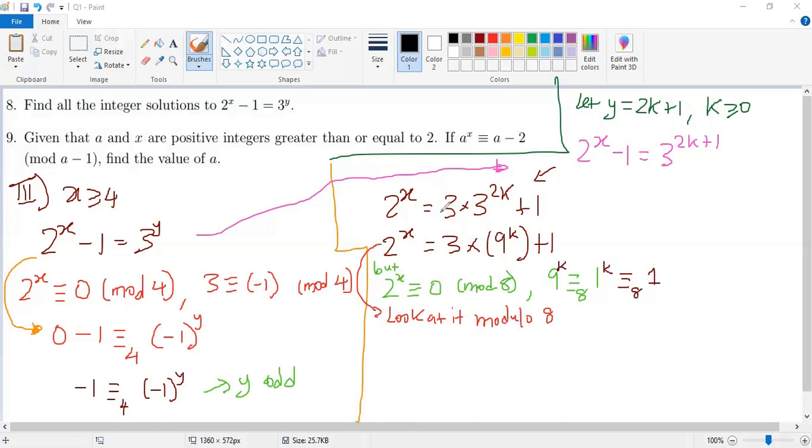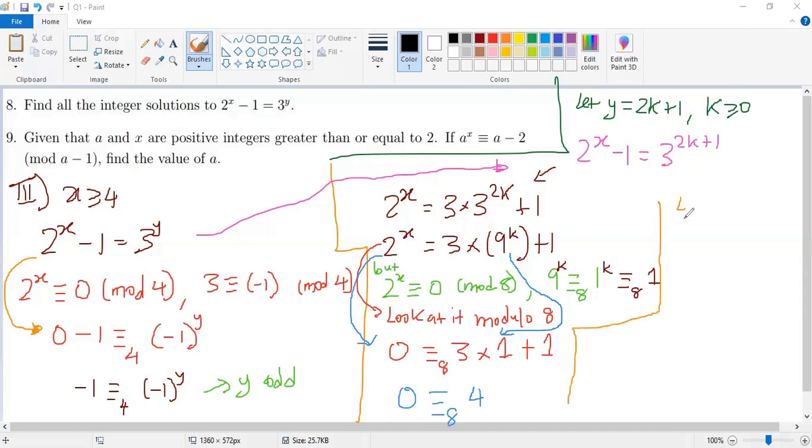When you replace it in this line, the left side becomes 0. The 3 just maintains itself. 9^k can be replaced modulo 8 as 1, and the plus 1 is just copied. The rest is just copied from the equation; we only replace modulo 8, so 2^x becomes 0. So 3 times 1 plus 1 is 4. That means 4 is congruent to 0 mod 8.